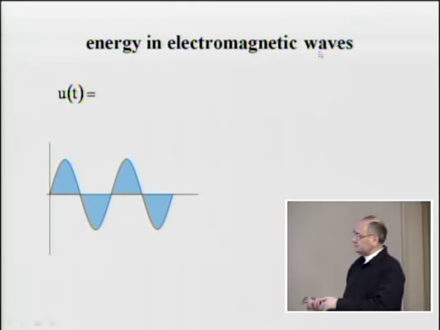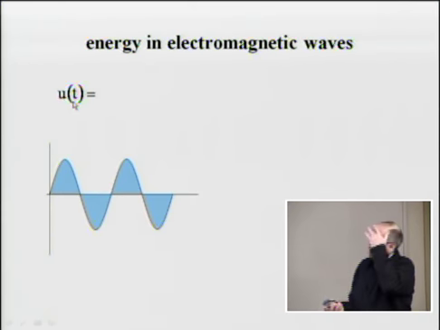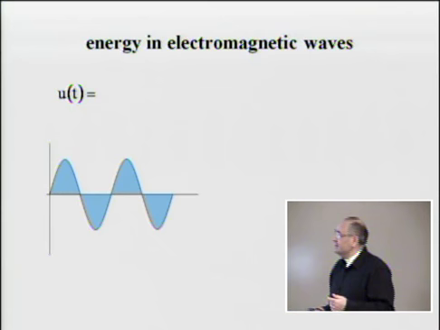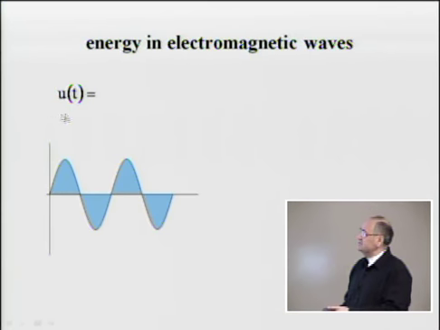All right, so we associated the symbol U with an energy density. So right now, let's say that at a particular instant, I freeze the wave. Let's say that this is a plot of the electric field vector. At that location, the electric field is up. Over here, it's 0, and over here, it's down.